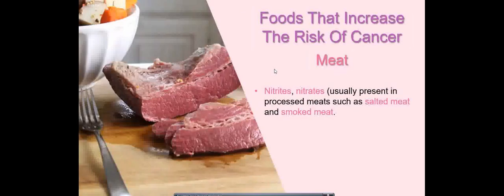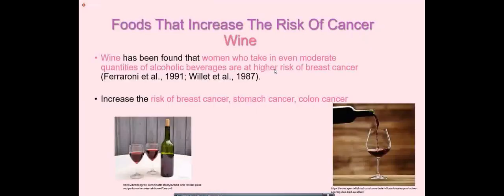Particularly, we have processed meat such as salted and smoked meat and fish. These ones contain nitrites and nitrates, which could affect the way our body functions by altering the chemical composition of some of the substances in our body and by also becoming carcinogenic to our body, thereby developing cancer.